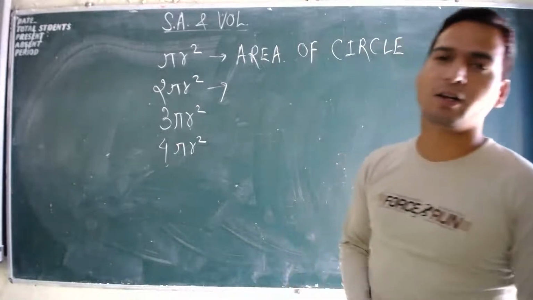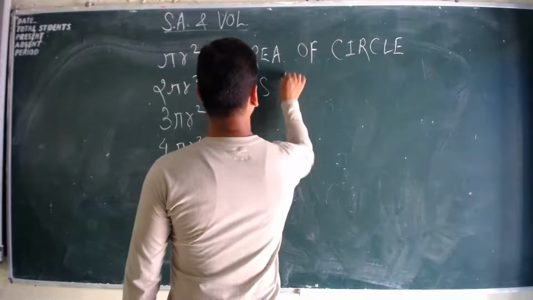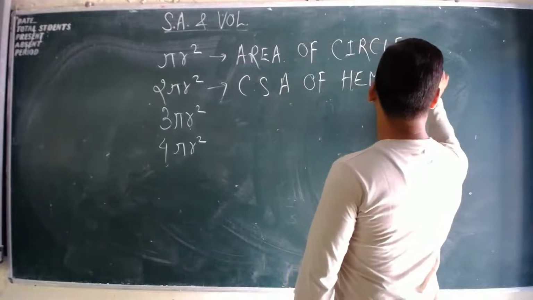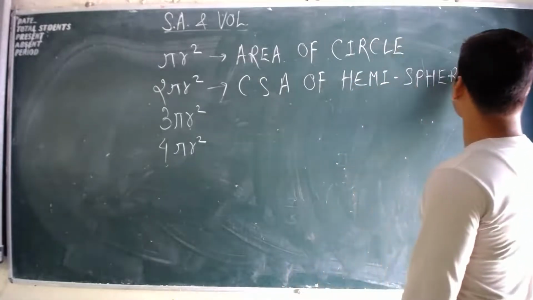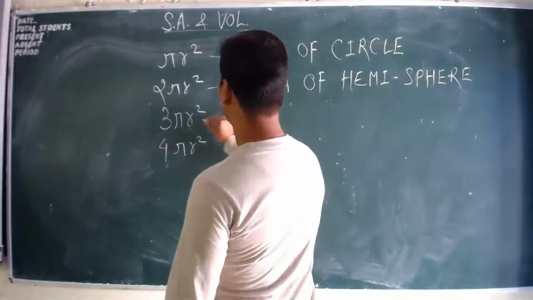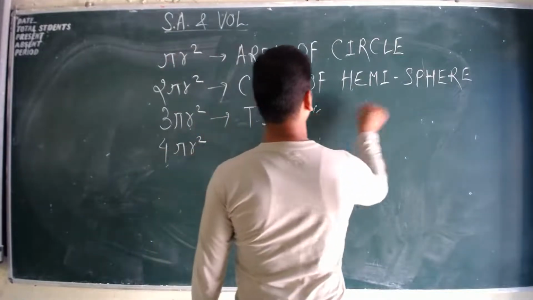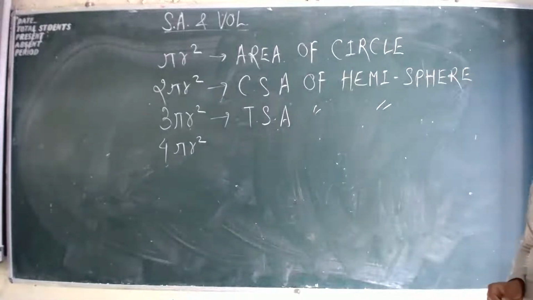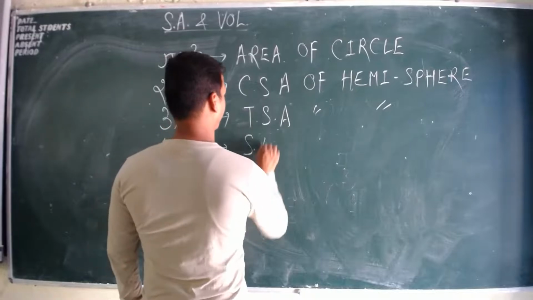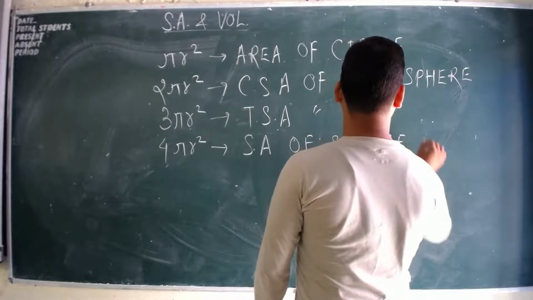Now, 2 pi r square. Recently I told you this topic. CSA of hemisphere. Now third, 3 pi r square, total surface area of hemisphere. Now 4 pi r square, surface area of sphere.